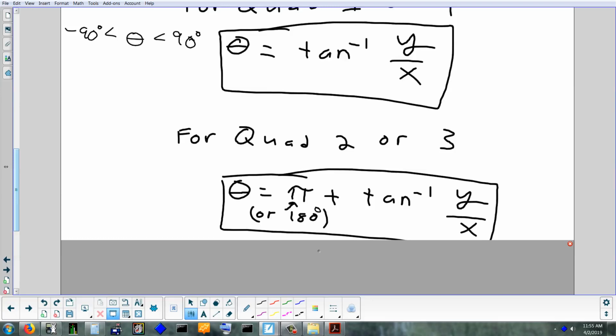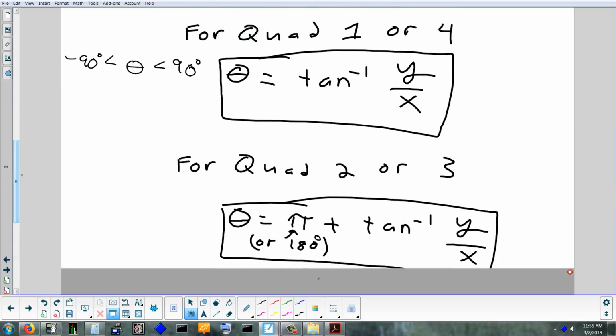So now you can get an answer in quadrants 2 or 3. But that still doesn't cover everything. This covers quadrants 1, 2, 3, and 4. Where else could you be? On the x and y axis. You could be on an axis. And the problem if you're on an axis is, let's look at this point.